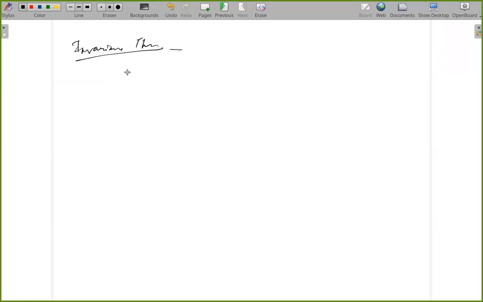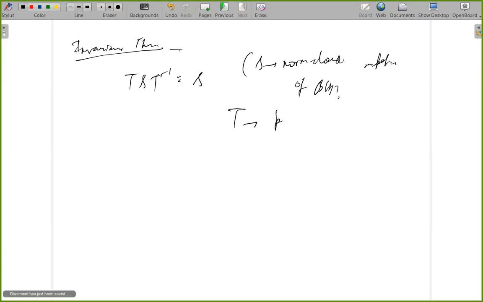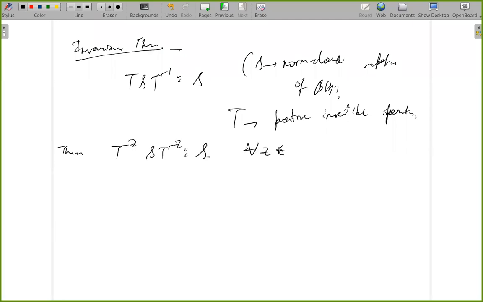So the invariance theorem said that if we have T S T inverse is equal to S, where S was a norm closed subspace of B of H, and T was some positive invertible operator. The corollary involved arbitrary invertible operators. So this was just a positive invertible operator. Then the conclusion is that T to the z S T to the minus z is also equal to S for all complex numbers z.